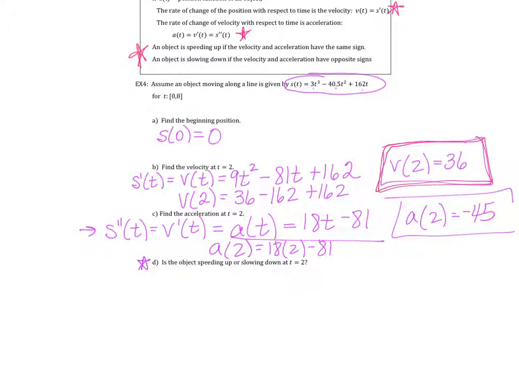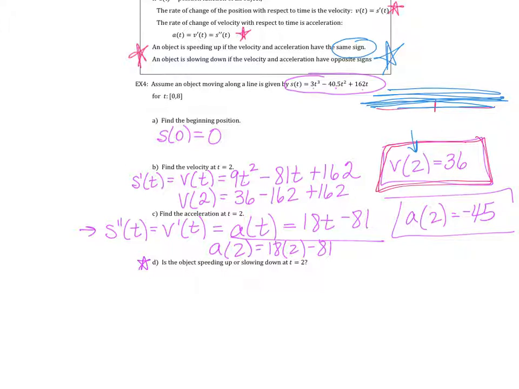If a particle is moving along a line, that particle could be moving to the right, or it could be moving to the left, or it could be going back and forth. So there is a direction with the velocity. And you have to know that this velocity right here could have been negative. And so here's where this statement comes in. An object is speeding up if the velocity and acceleration have the same sign. An object is slowing down if the velocity and acceleration have opposite signs.